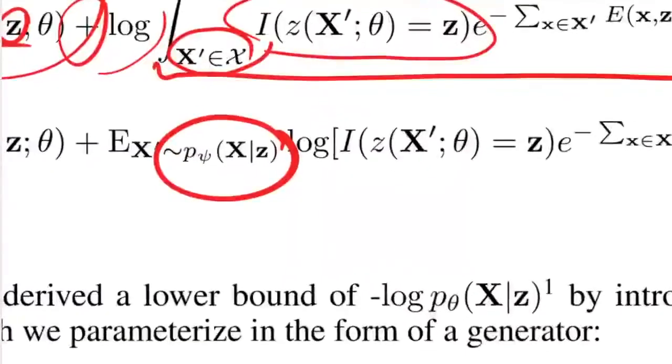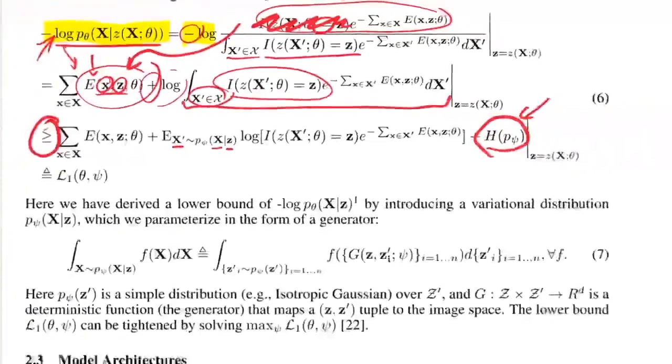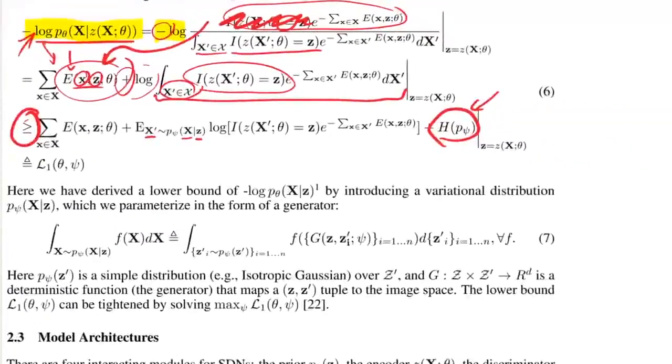And what is that distribution? Look, what we're supposed to do is produce a set of images, so sets of images here, given a particular Z. And we can do that. That's our generator, right? So we can use our generator to produce those samples. And that's what they say here: we have derived the lower bound by introducing a variational distribution, which we parameterize in the form of a generator. Okay, so the generator is going to produce that distribution.